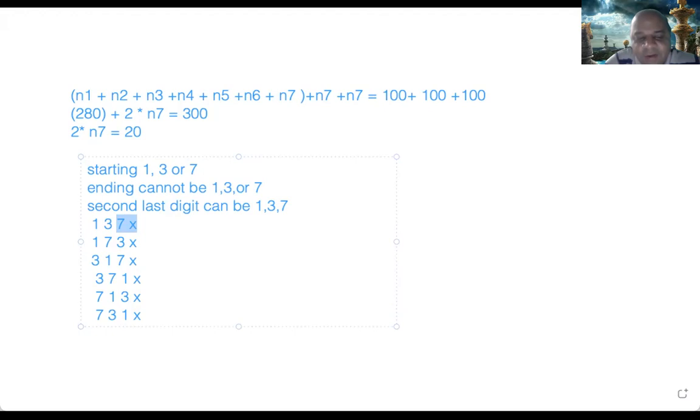0, 4 and 8 are not possible. 7, 0 is not divisible by 4. 7, 4 is not divisible by 4. 7, 2 is divisible. Same case for 3 also. If the previous digit is 3, then the last digit has to be either 2 or 6.